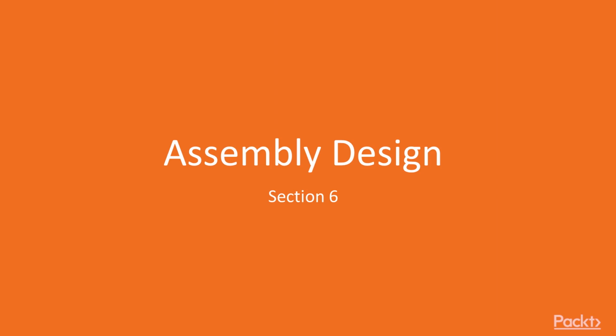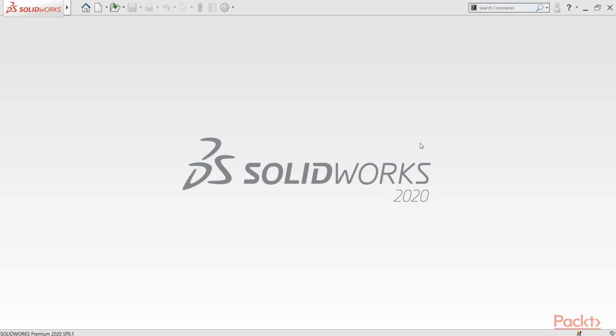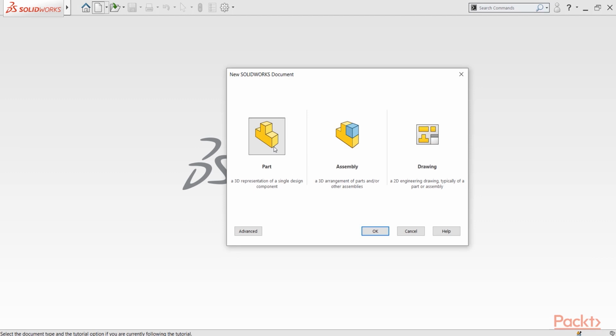After we know how to create 3D models and how to modify them, now it's the time to talk about assembly design. Here we will learn how to access the assembly environment, and we will get introduced to the user interface. To create an assembly file, select New, and instead of Part, select Assembly.